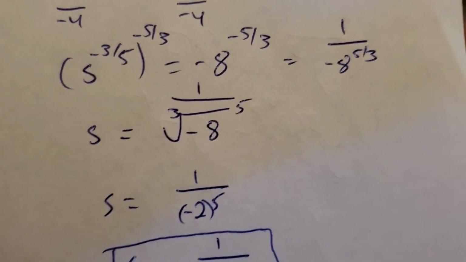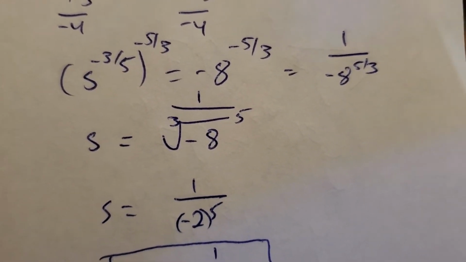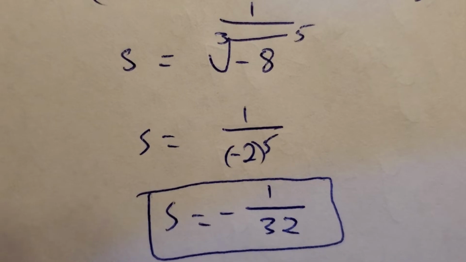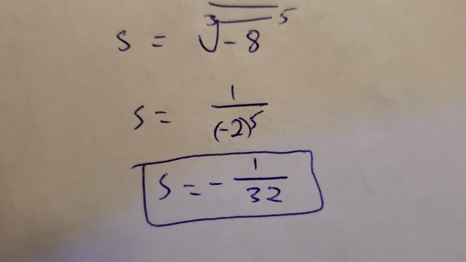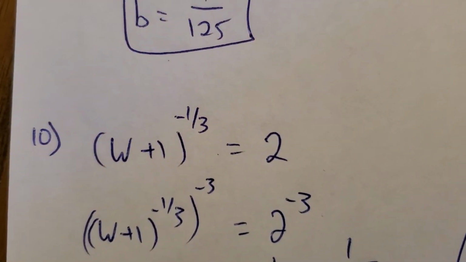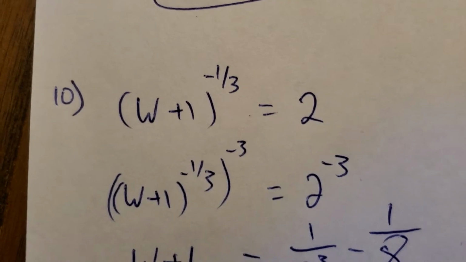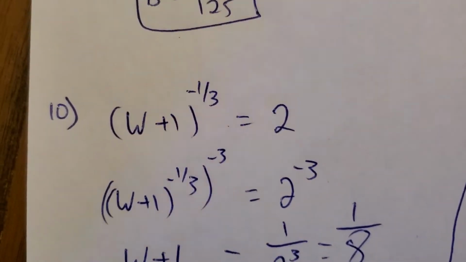Then that just becomes the cube root of negative 8 to the 5th power, which is negative 1 over negative 2 to the 5th power, which is negative 1 over 32. For number 10, we have w plus 1 to the negative 1/3 power is equal to 2. So this is the start of where we had problems, okay?